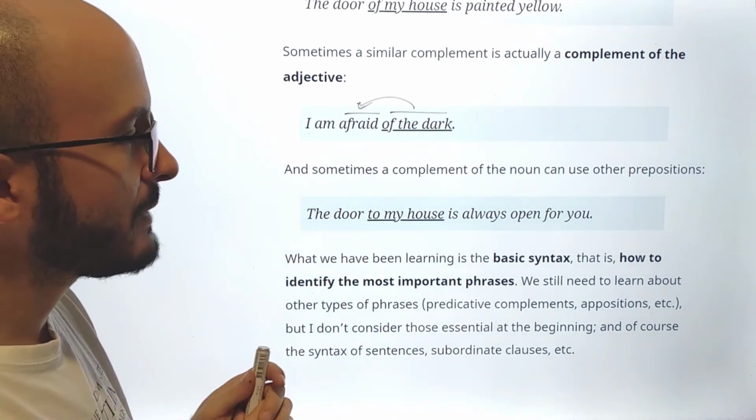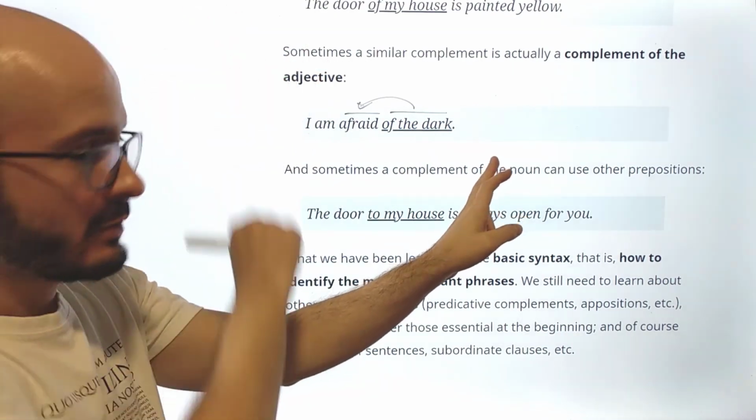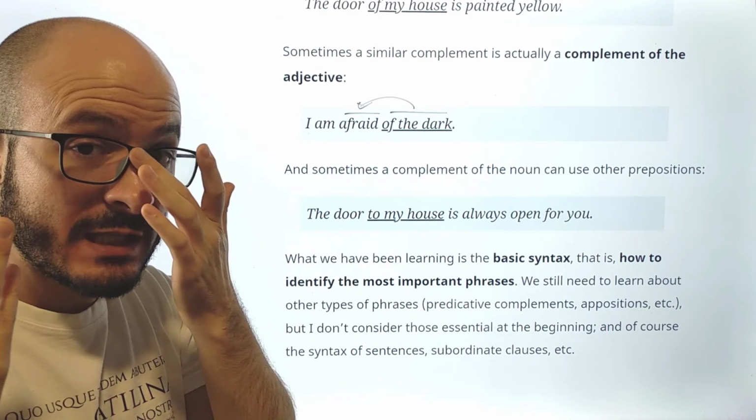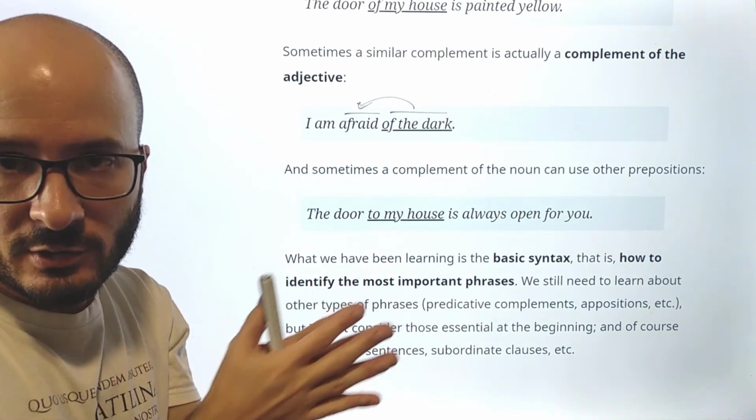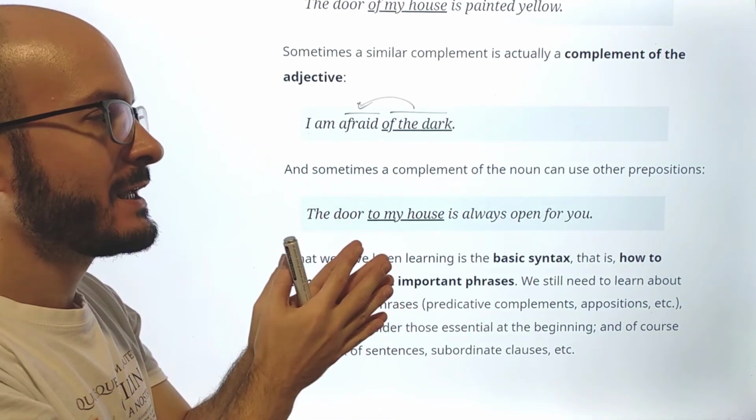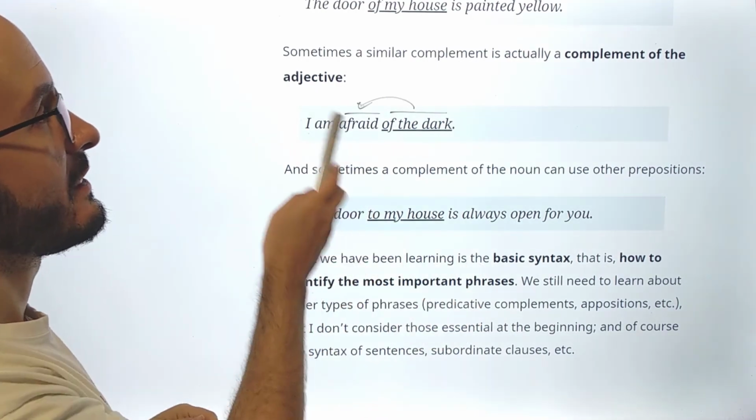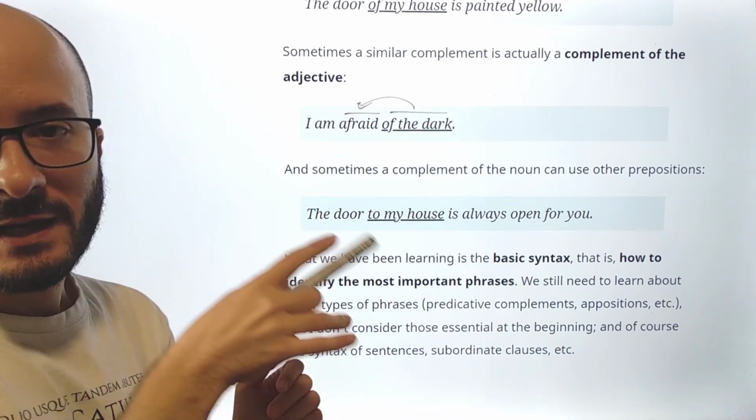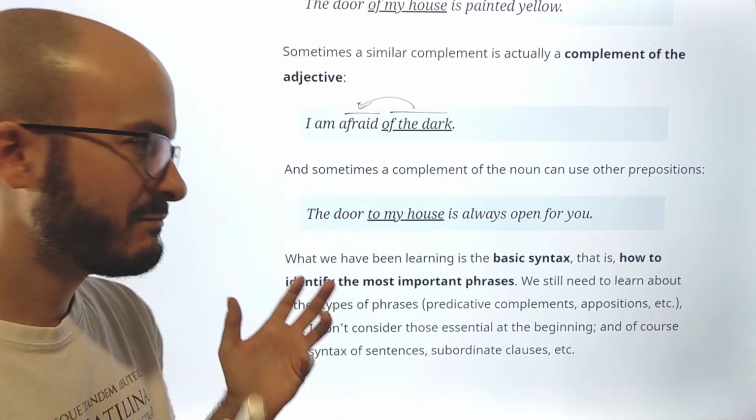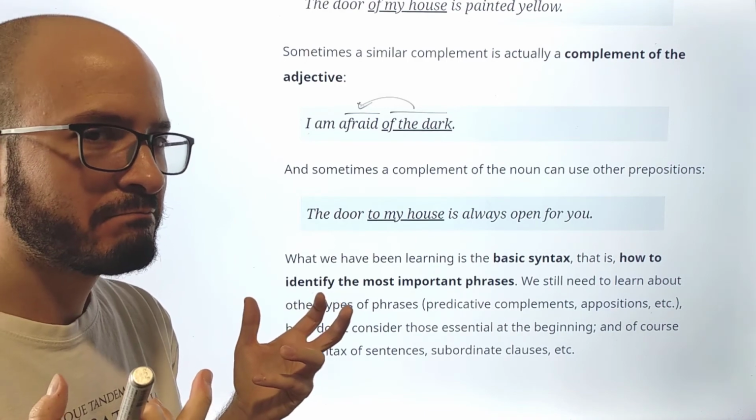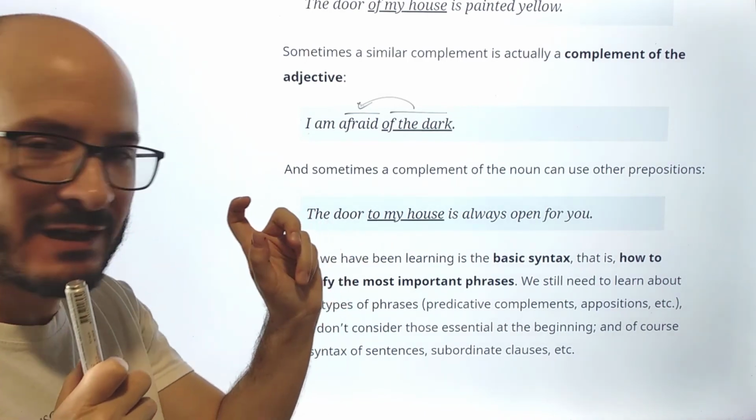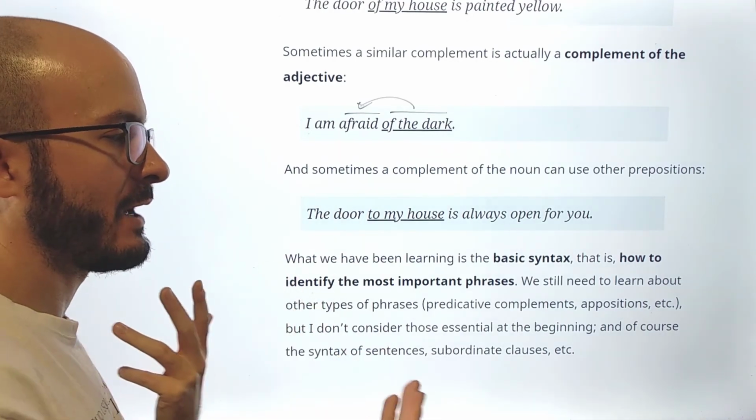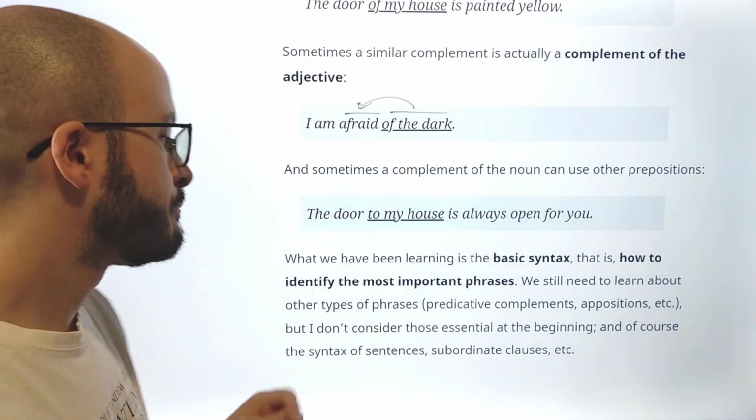And sometimes a complement of the noun, we go back to the noun, okay? Complement of the noun can use other prepositions, okay? So most of the times it's going to be either of or Saxon genitive, but some other times it can be other prepositions. So for example, we say the door of my house, we could also say the door to my house is always open for you. And they kind of mean the same, but there is some little change of meaning somehow. The door of my house, the door to my house is always open for you, okay?